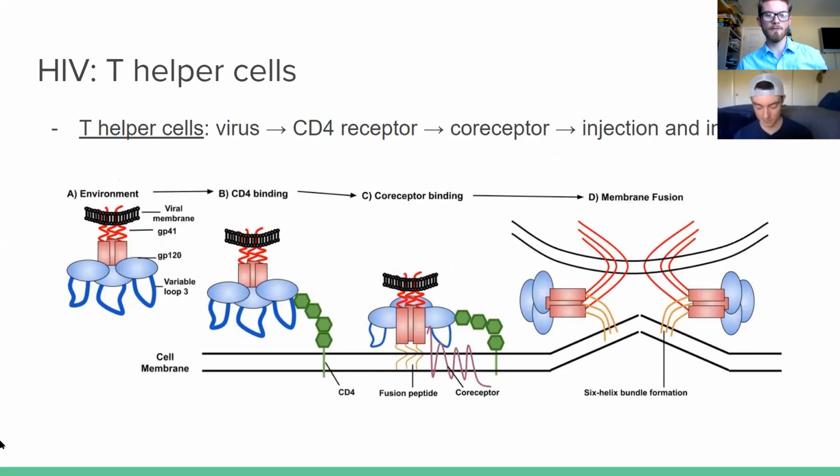So here's an overview of how HIV affects CD4 plus T cells, or helper T cells. The GP41 and GP120 protein complex on the exterior of the virus will need to bind to two receptors on the exterior of the host cell. The first one it binds to is CD4, and it will need to bind to another co-receptor, which can vary in different organisms and different strains or variations of the HIV.